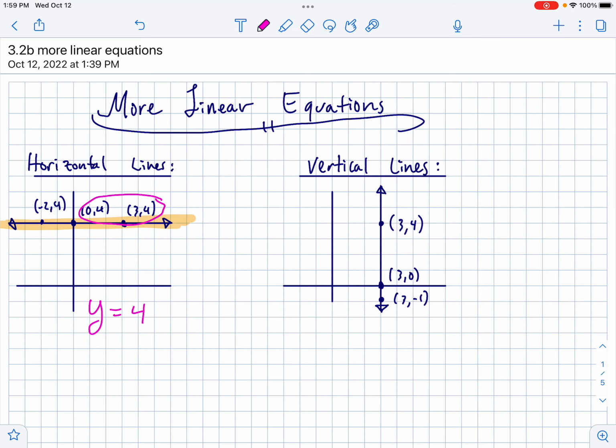Now, if you were to take two of these points and plug them into the slope formula, you would get y2 minus y1 over x2 minus x1, so we get 0 over 3, which is just 0. So horizontal lines have a slope of 0.